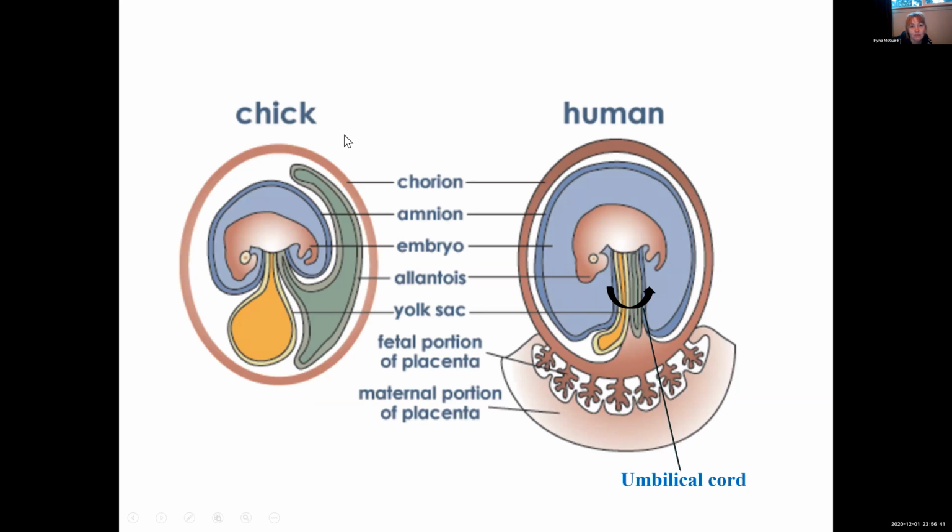Here, just very quickly, you can compare the chicken egg with the human egg, and of course it seems very different, but actually we have the same lining, right? We have chorion, right? We have amnion, the sac. We have embryo inside, allantois, that's another sac for waste products in chicken, but in human it became umbilical cord, yolk sac, right? So in human we still have chorion and amnion, but this allantois and yolk sac fuse together forming umbilical cord, and then placenta develops. So we have fetal portion of the placenta and maternal portion of the placenta.